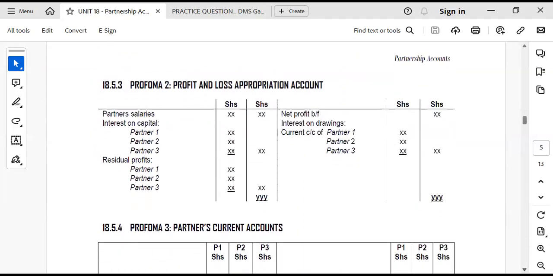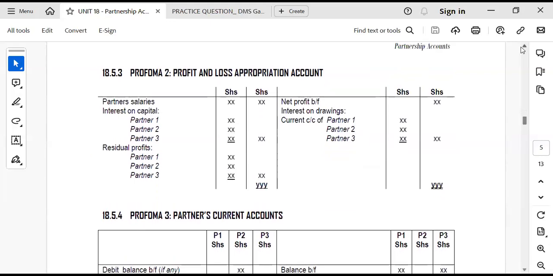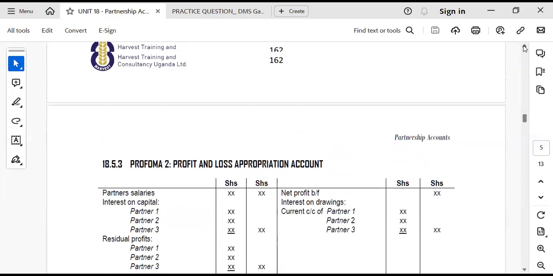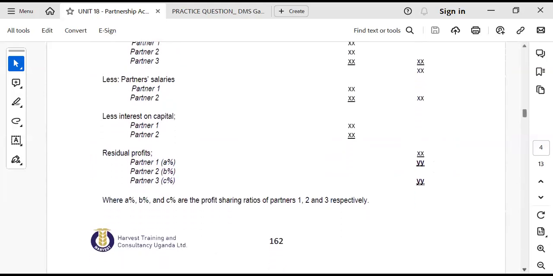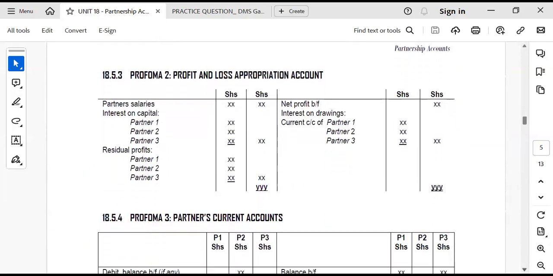So this is the pro forma for the profit and loss appropriation account. The first one is the same as the second one. This is just now how a T account looks like. Usually this is the easier version to follow. But you're going to read through those pro formas and decide which one is much easier for you. And in case the examiner asks for one format, which is very rare, then you have to use that. But just look at both of them and decide which one is better for you.